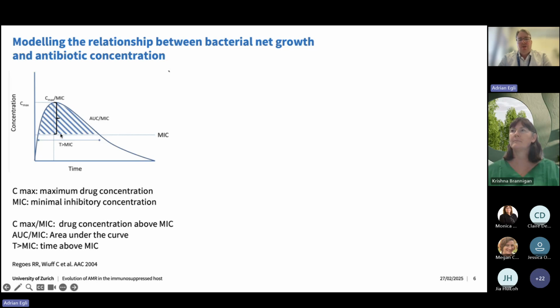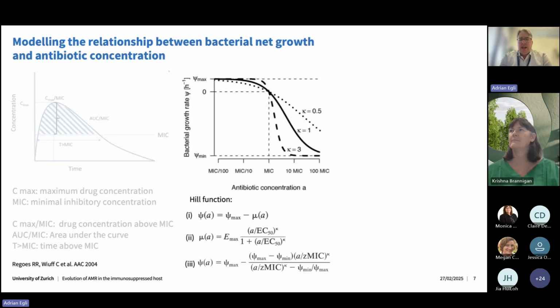So it's very important to expose a bacterium over a long time above the minimal inhibitory concentration. So this is time above MIC. And then you can obviously also say how much more was the concentration of the antibiotic above this MIC. So these are two important values when you generate mathematical models. You can also integrate into this the bacterial growth rate. And this is here a Hill function.